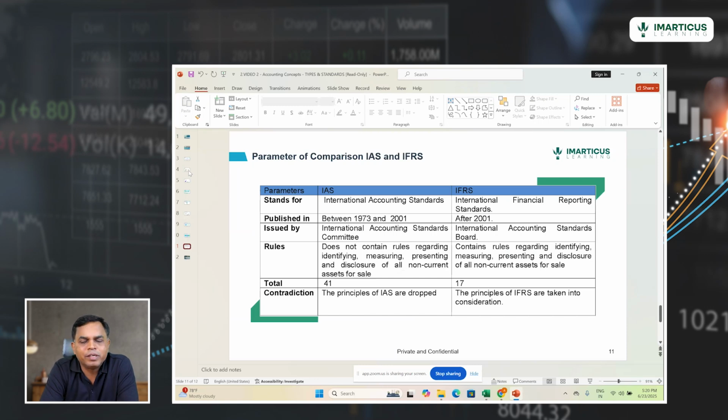Now, if you look at some of the differences, IAS stands for International Accounting Standards, and it was published in 2001. So basically, these are some of the basic differences between IAS and IFRS.